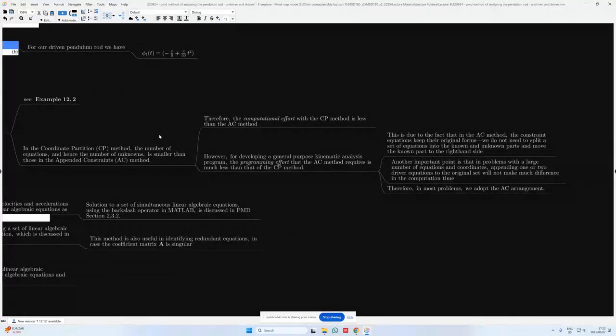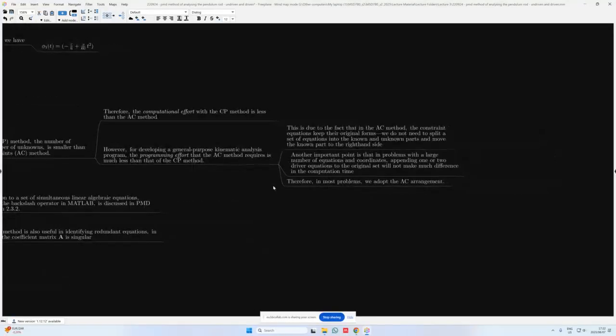However, for developing a general purpose kinematic analysis program, the programming effort that the AC method requires is much less than that of the CP method. And this is due to the fact that in the appended method, the constraint equations keep their original forms. We do not need to split a set of equations or do any manipulation of the equations into the known and unknown parts and move the known part to the right-hand side. We don't have to worry about that. We essentially use them in their native form.